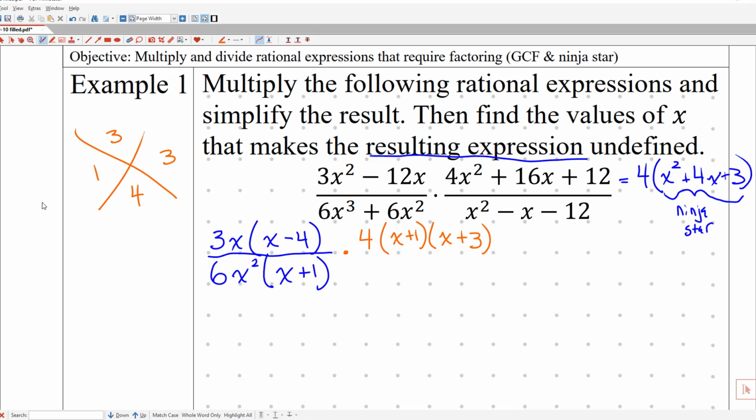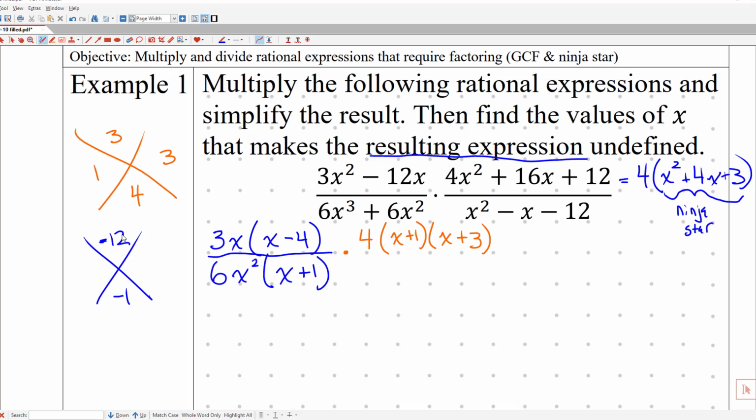All right. What about the denominator? Again, I'm looking here and I'm seeing there is no greatest common factor in this case. There's no x that I can factor out, and no numbers in front of x, no coefficient. So I'm just going to have to ninja star that again. So let's ninja star this one. What two numbers add to negative 1 and multiply to negative 12? That is a negative there.